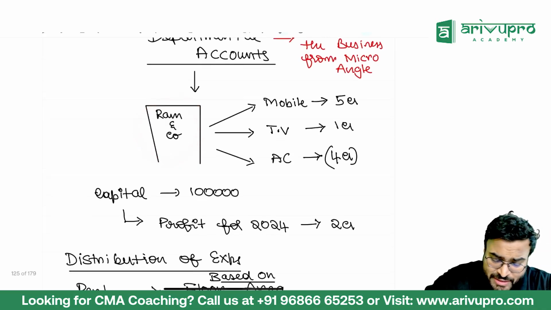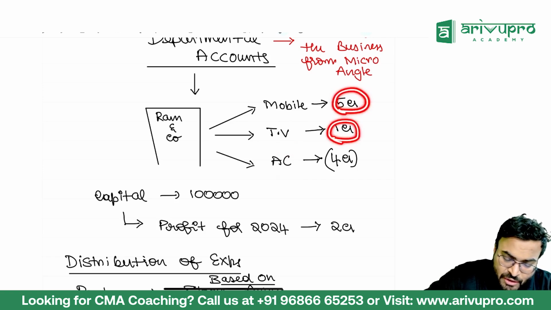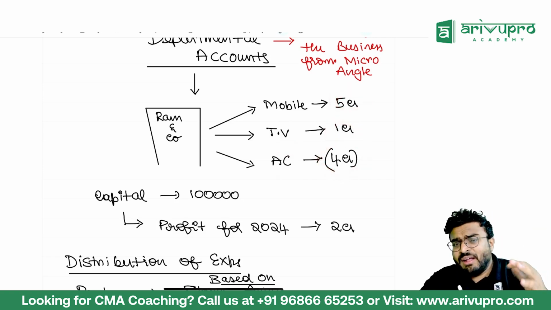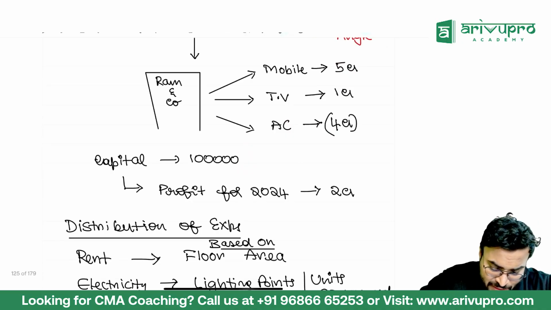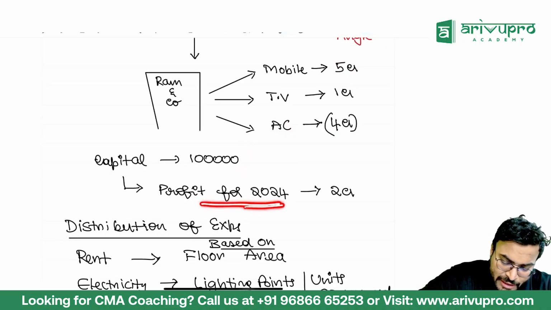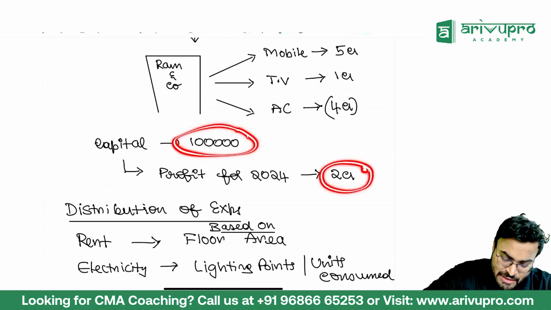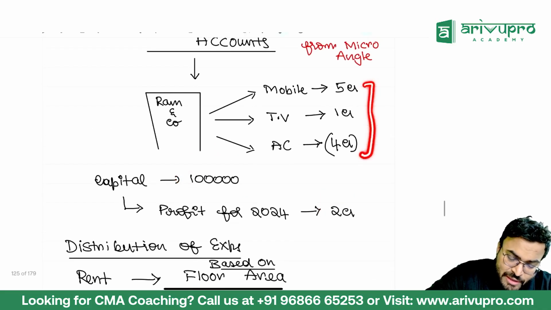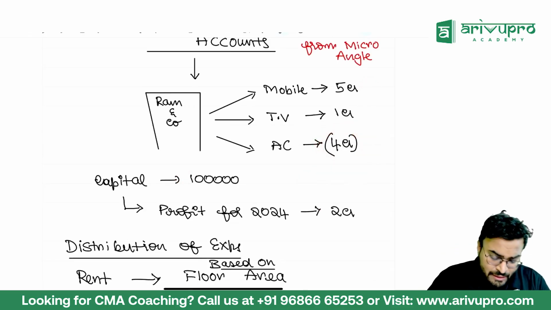Imagine Ram and Co is there. It has three departments: mobile, TV and AC. Mobile 5 crore, TV 1 crore, AC negative 4 crore. So imagine the capital is 1 lakh. Profit for 2024 is 2 crores. Won't you be happy if the situation is like this? Yes, but when we see individually, then you feel that, oh, improvement can be done over here.